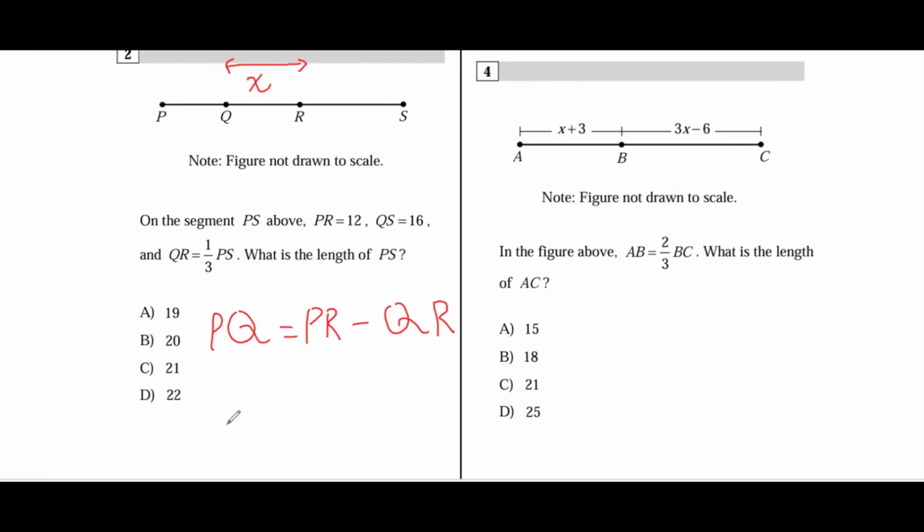PQ is equal to PR, this total length, and when we subtract QR from PR, we get PQ. So we write here PQ. The PR is equal to 12.